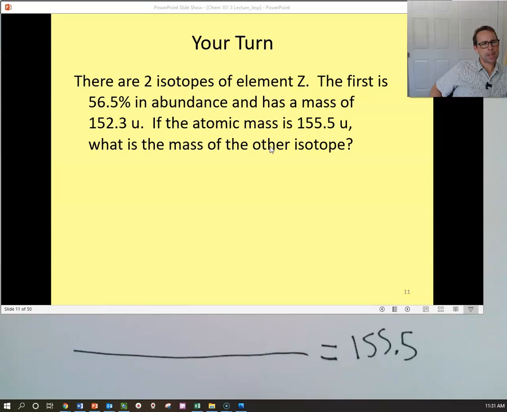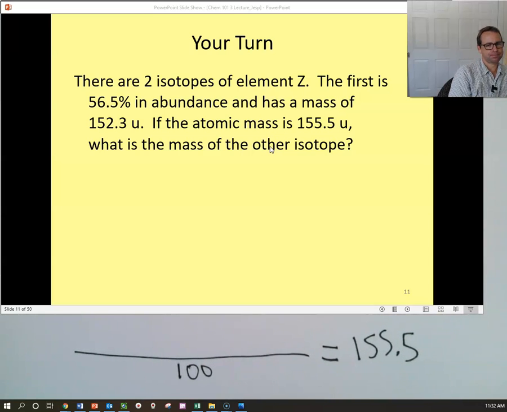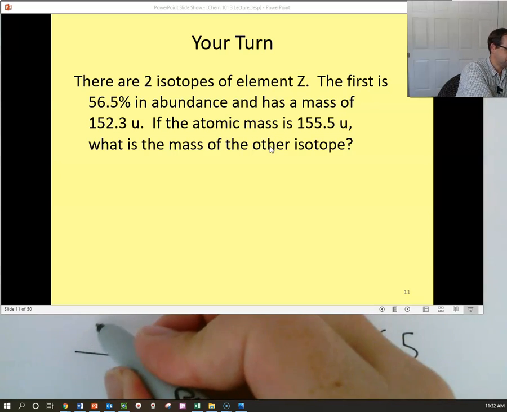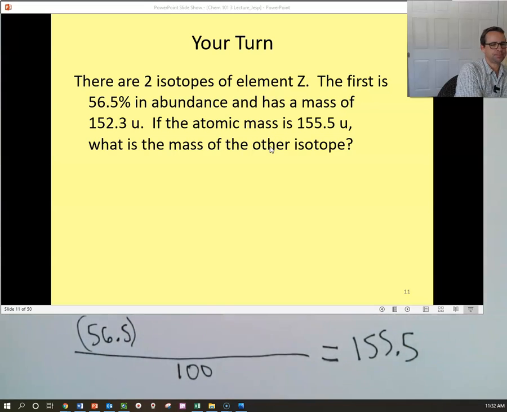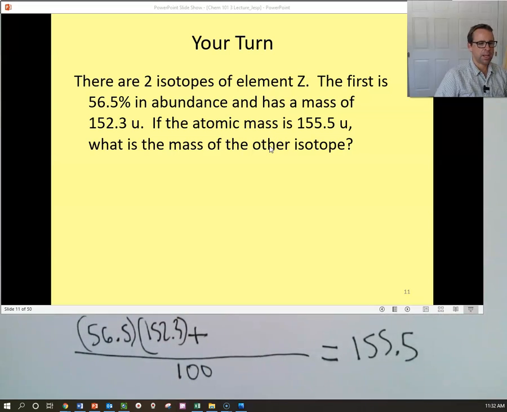So underneath, we would go ahead and use 100 there. Yeah, we would be dividing by 100. Very good. And then the first is 56.5, 56.5%. And that has a mass of 152.3. So we would multiply that. Very good. And then what do we add that to? We're going to add it to a mass of 155.5? No, that's our answer. That's our average.